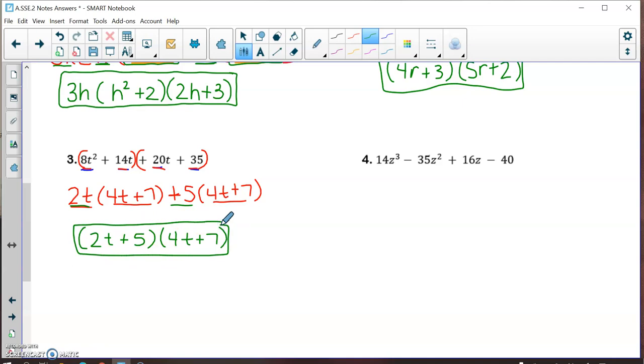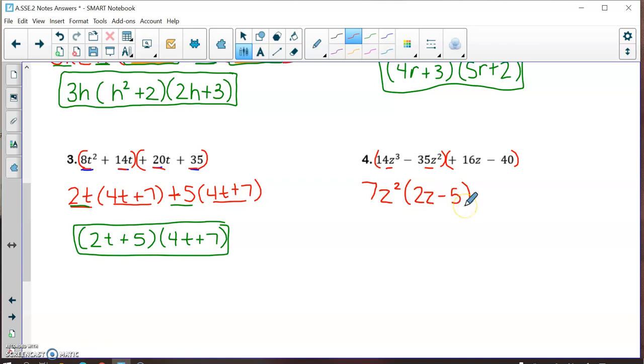All right, looking at number 4, there is no greatest common factor between these 4 terms, so we jump straight into grouping. I'm going to group my first 2 and my last 2, including the operation between my last 2. My greatest common factor out of my first 2 terms would be a 7z squared, and I'd be left with a 2z minus 5.